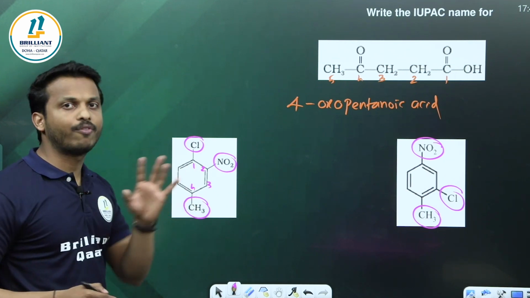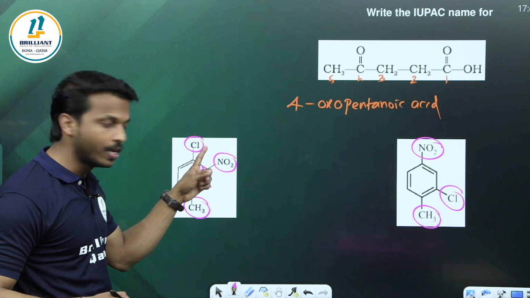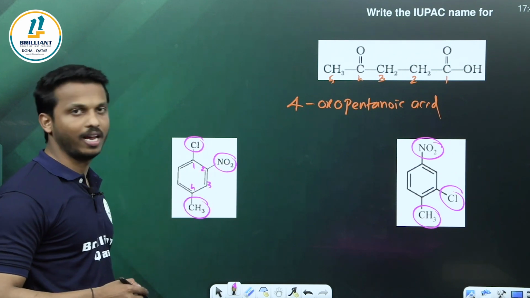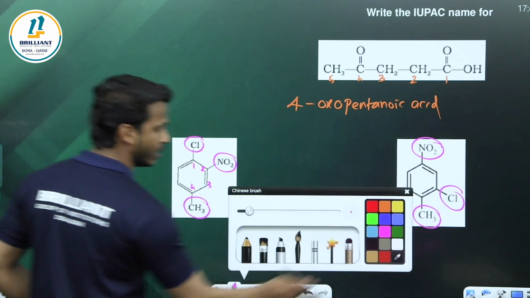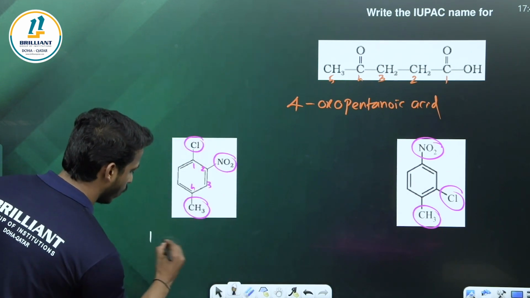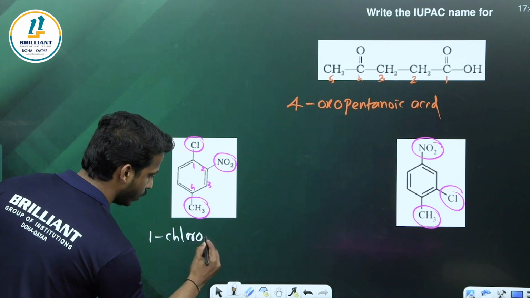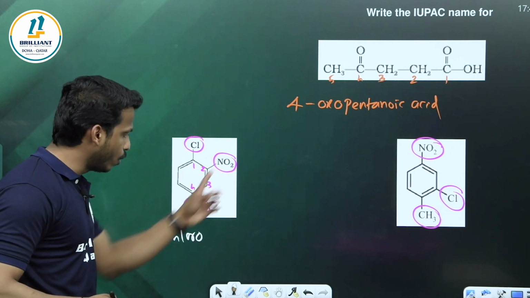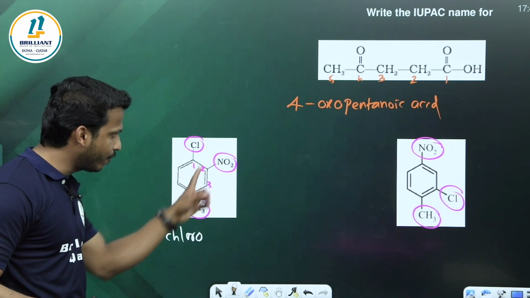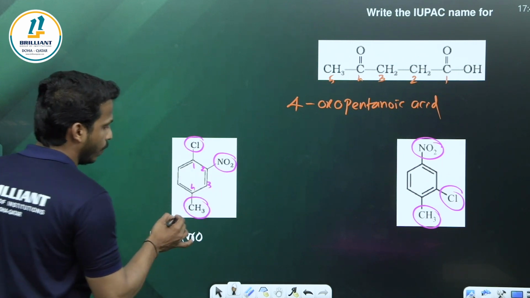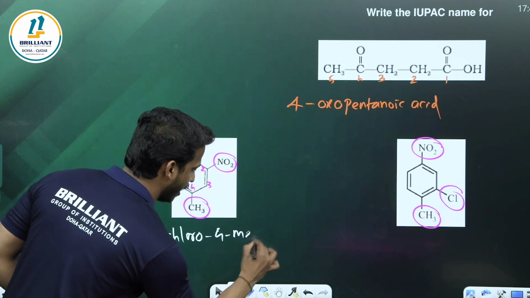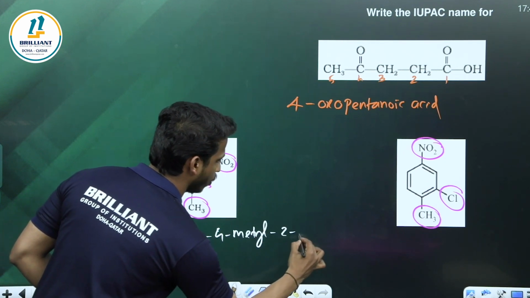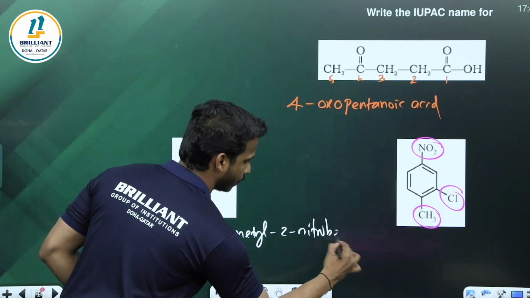Yes. Now alphabetical order. You know this is chloro, this is nitro, this is methyl. So what can we say, in alphabetical order chlorine first, right? So we can start the name of the compound with 1-chloro. What is next? L, M, N, O, right? Methyl first, then nitro group, right? So 1-chloro, 4-methyl, 2-nitrobenzene.